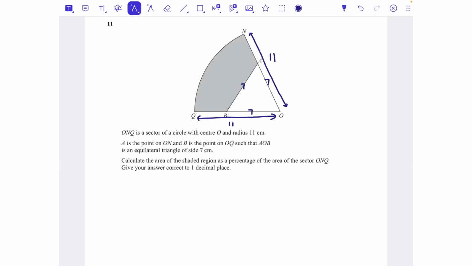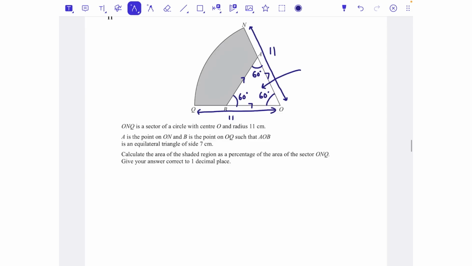Give your answer correct to 1 decimal place. So first things first, because we know that this is an equilateral triangle, all 3 sides are the same, I know that this angle here is 60 degrees. Because if it is an equilateral triangle, all the sides are the same, all the angles are the same, 180 divided by 3 is 60. So it'd be 60 degrees in each of those angles.